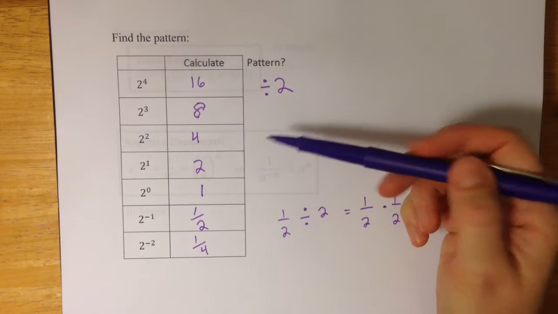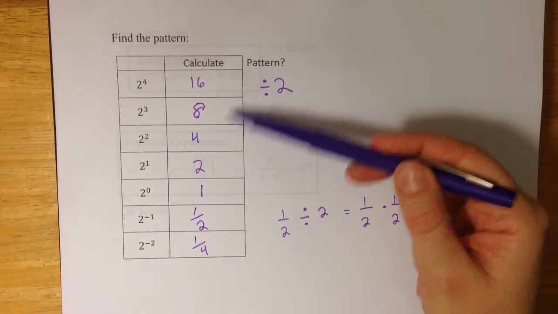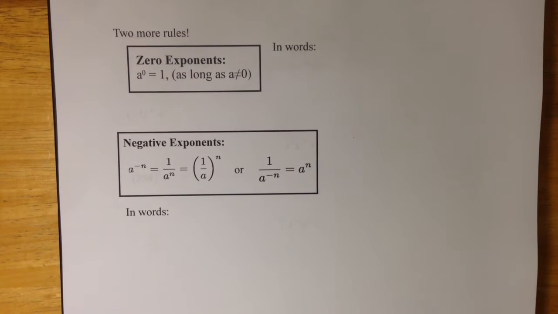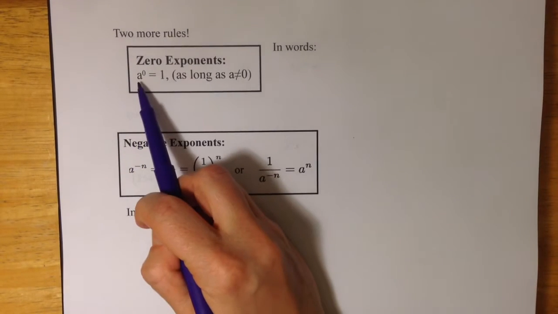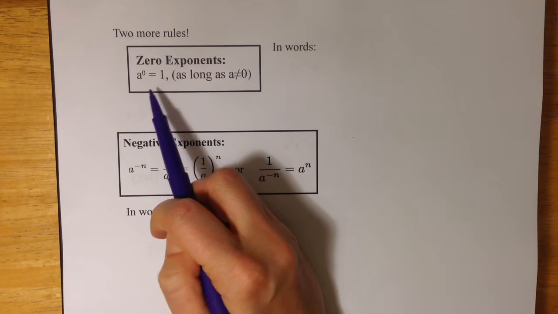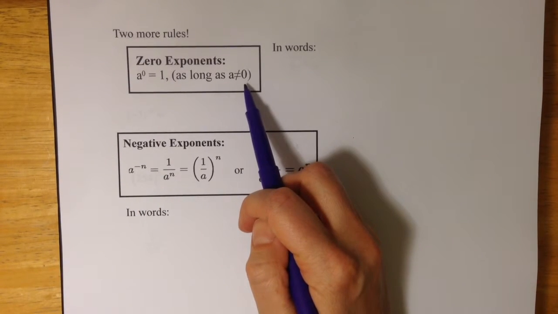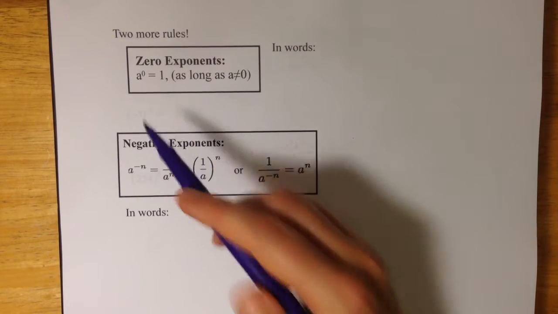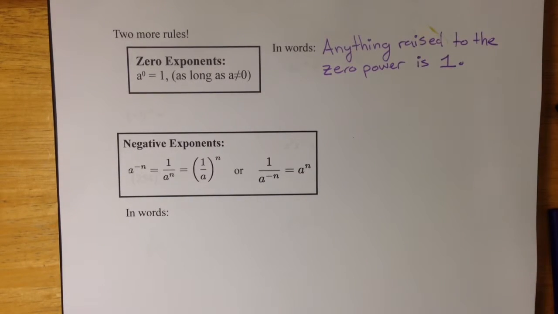Now, this gives me a couple of ideas for how the 0 exponent and the negative exponent might work. The 0 exponent rule says that anything raised to the 0 power is 1, as long as that thing isn't 0. But don't worry, we won't usually ask you a trick question like that. You can just remember that anything raised to the 0 power equals 1. We saw that anything raised to the 0 power is 1.